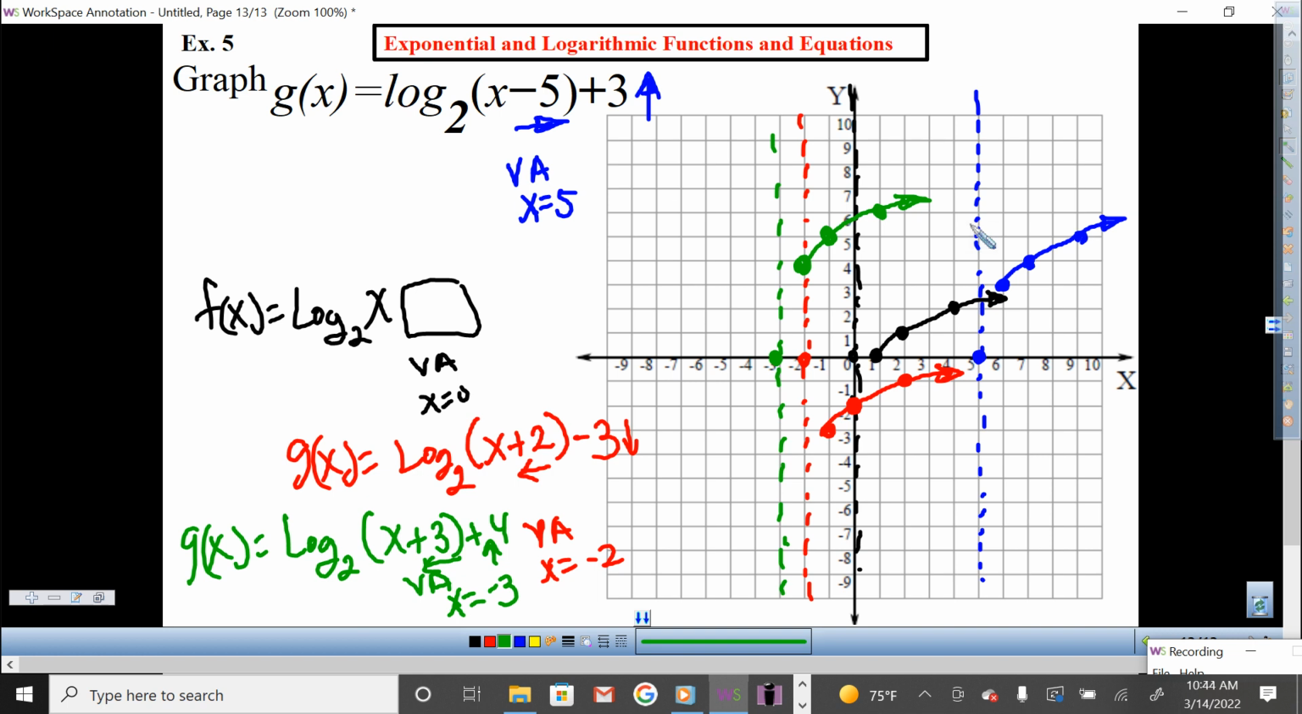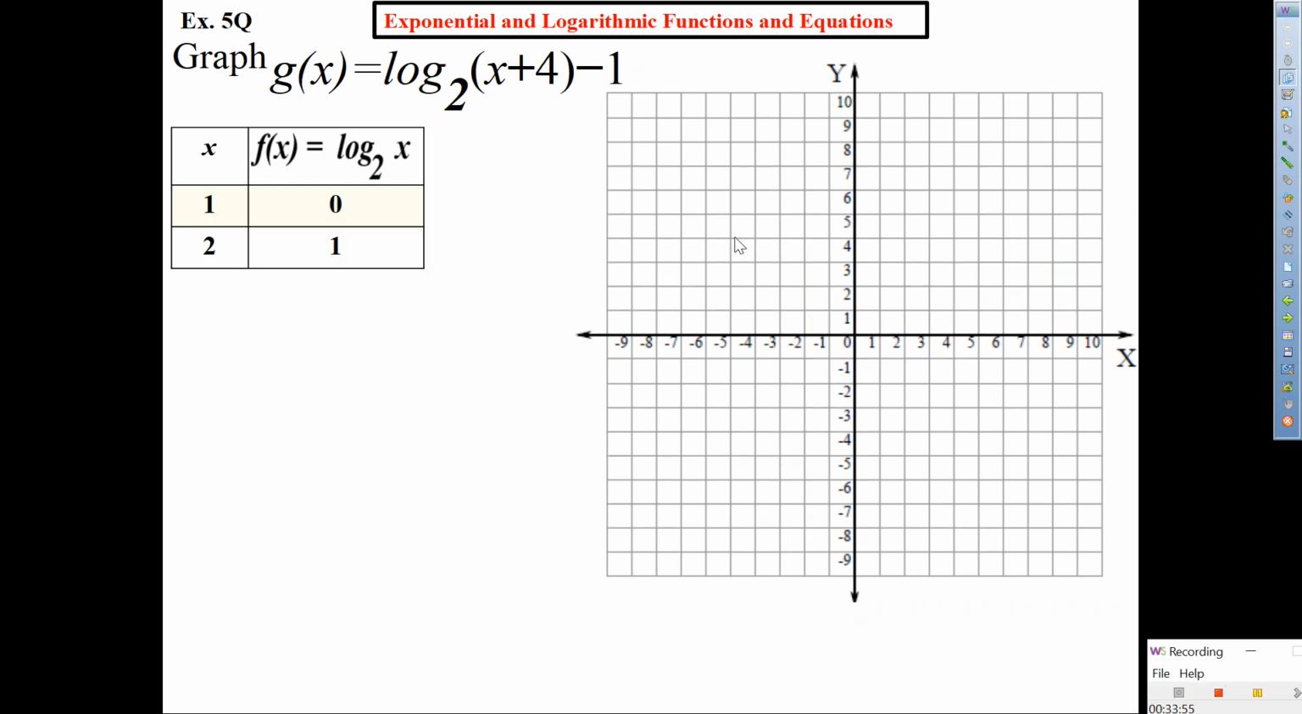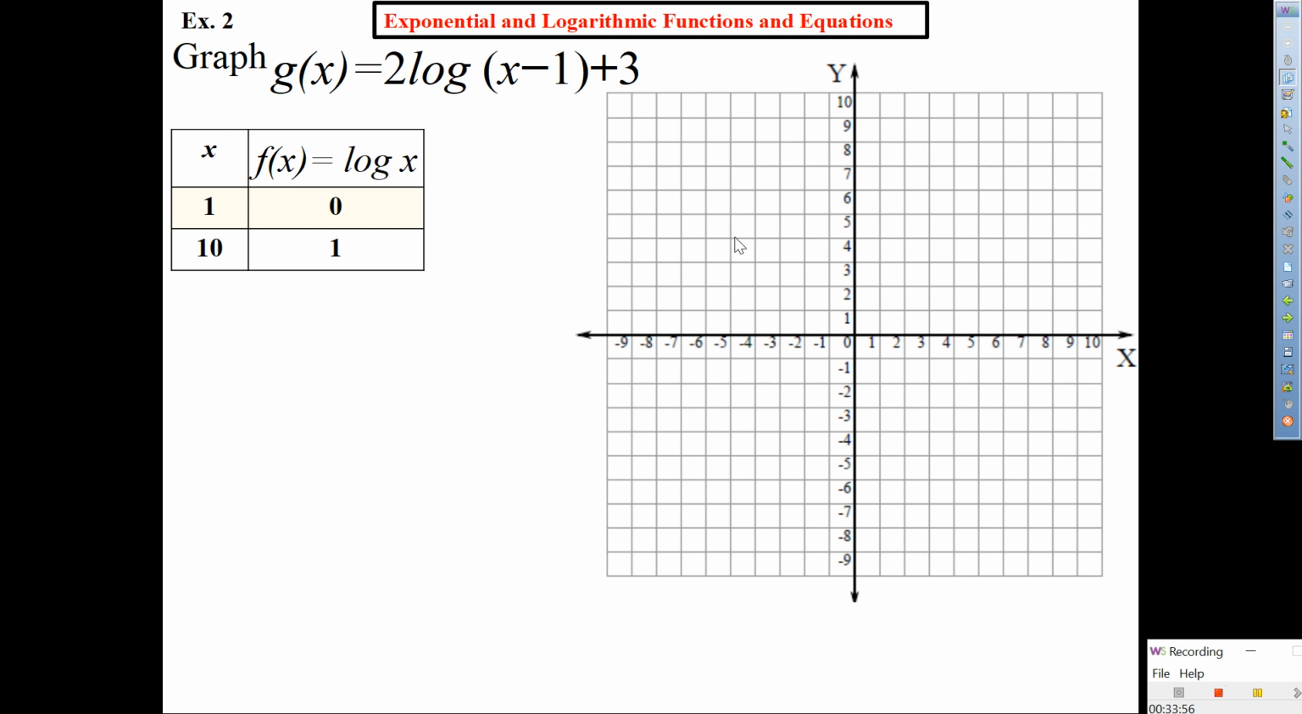From 1 to 5, how comfortable are you with this? Transformations, 4, 5, 4, 5, okay? But this is base 2. Do we have a transformation here for stretching or compressing? No. Well, let's add one of those. Check this out. Look at this one. Hold on. Writing utensils down. Don't copy this.